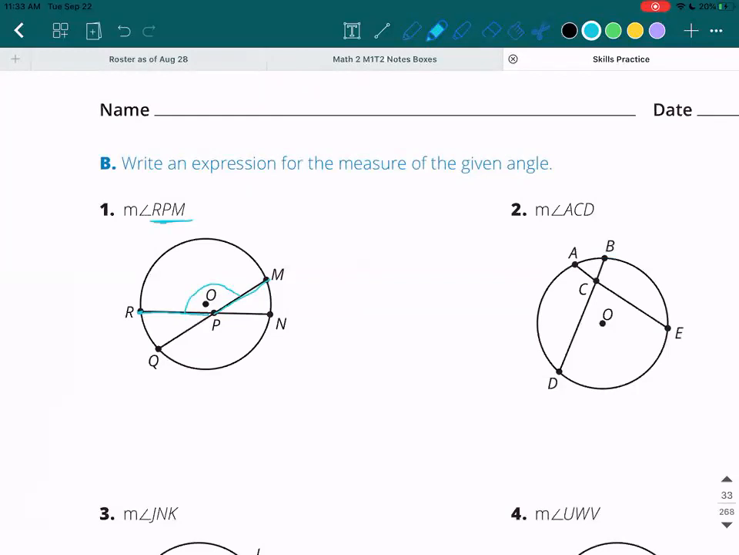So let's take a look at if this is an interior or exterior angle of the circle. So they intersect right here at point P. Is point P inside or outside our circle?